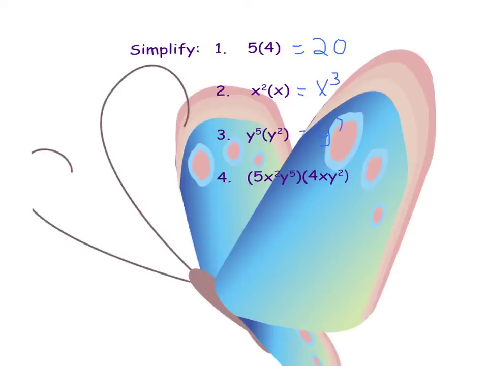And if you have multiple things going on here, we have numbers, the coefficients, and x's and y's, you do one thing at a time. So the signs first, positive times a positive is a positive, then the coefficients, 4 times 5 is 20, x squared times x, again is x to the third, and y to the fifth times y squared is y to the seventh. Do one thing at a time.